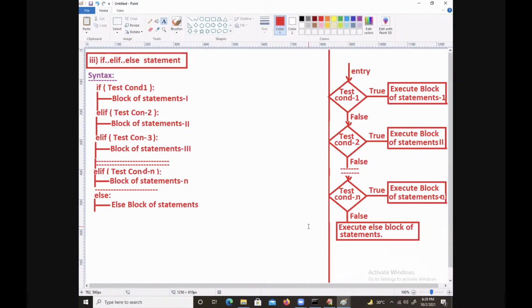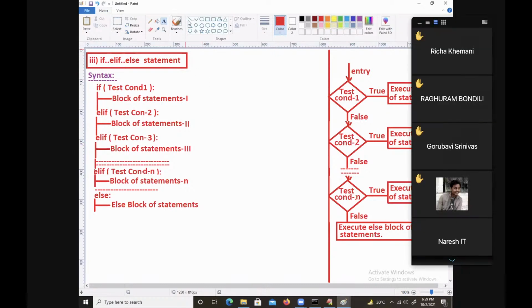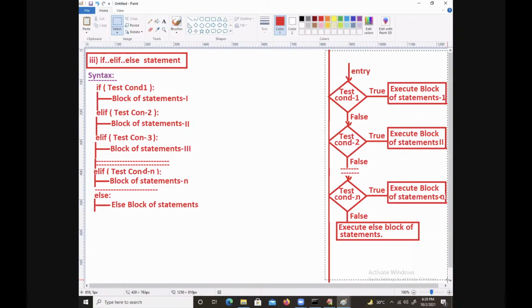In this case, dear students, you observe one thing, whether you observed or not. Of course, I will write one small diagram. A small line is required. I will just take it for a minute.